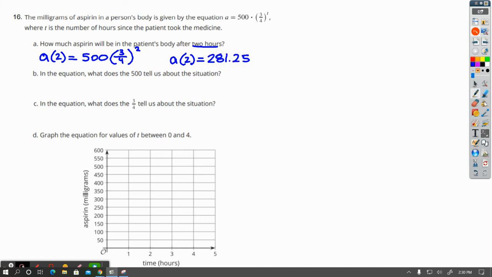281.25. In the equation, what does the 500 tell us? Well, if you're looking at where it is in the equation, it tells us it's the initial value, and in context of this problem, it means that the person started out with 500 milligrams of aspirin in their body.